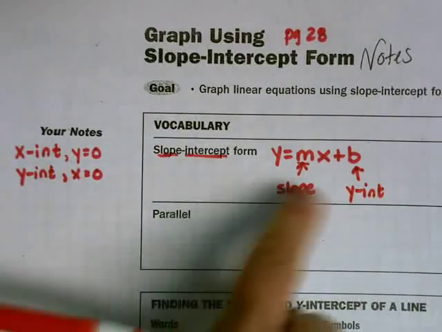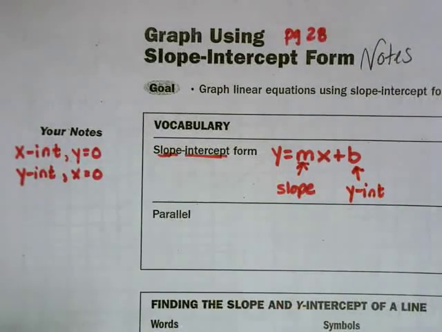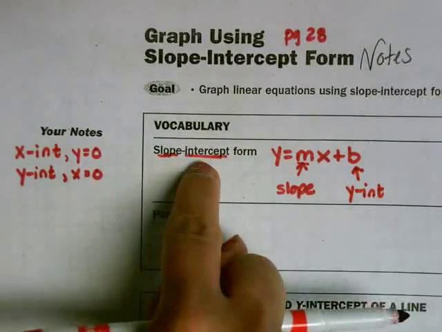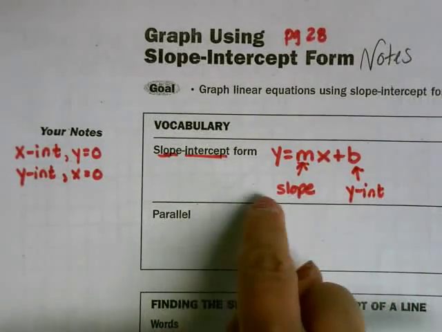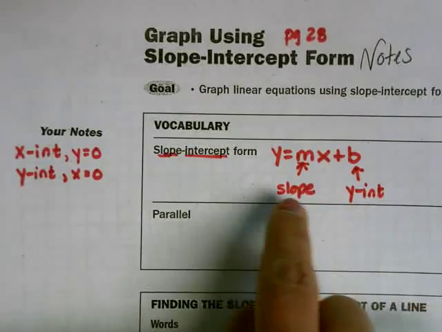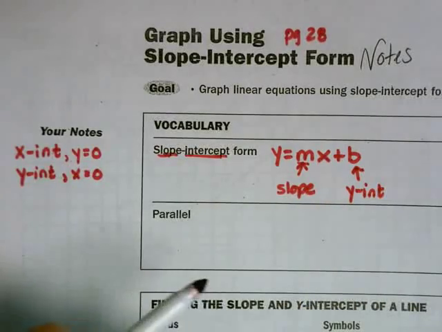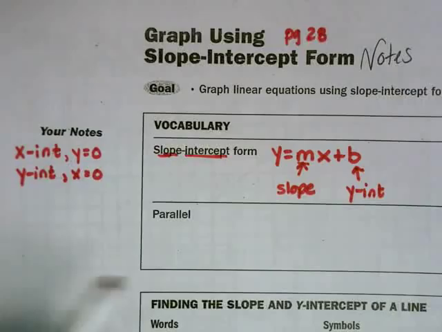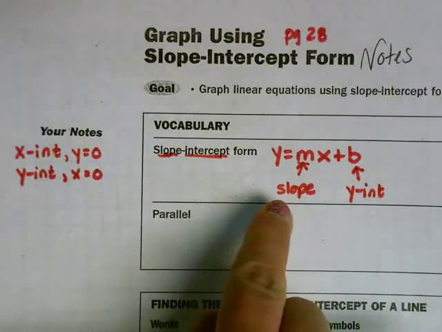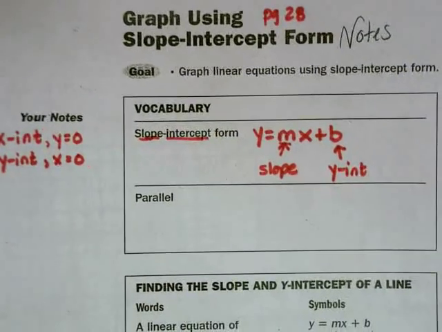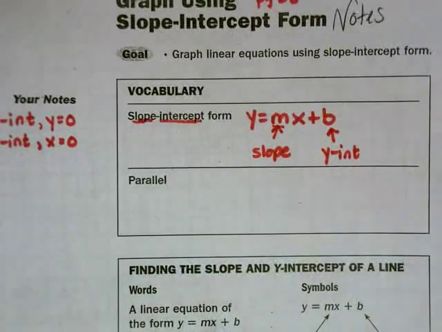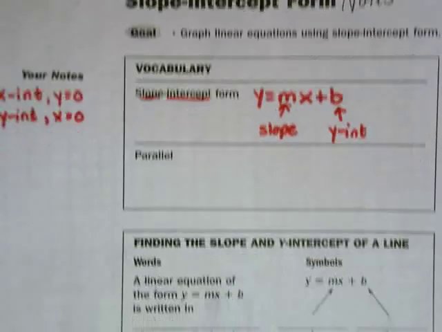There's no way to see the x-intercept directly from the equation, but this is called slope-intercept form because you can see the slope and you can at least see the y-intercept. And if we know those two things, we can actually graph this line without having to make a table, without having to find the x-intercept. We can graph it just from this. So we're going to skip the parallel vocabulary because we're not going to be doing that this year. You'll get that when you get into 8th grade and into algebra.